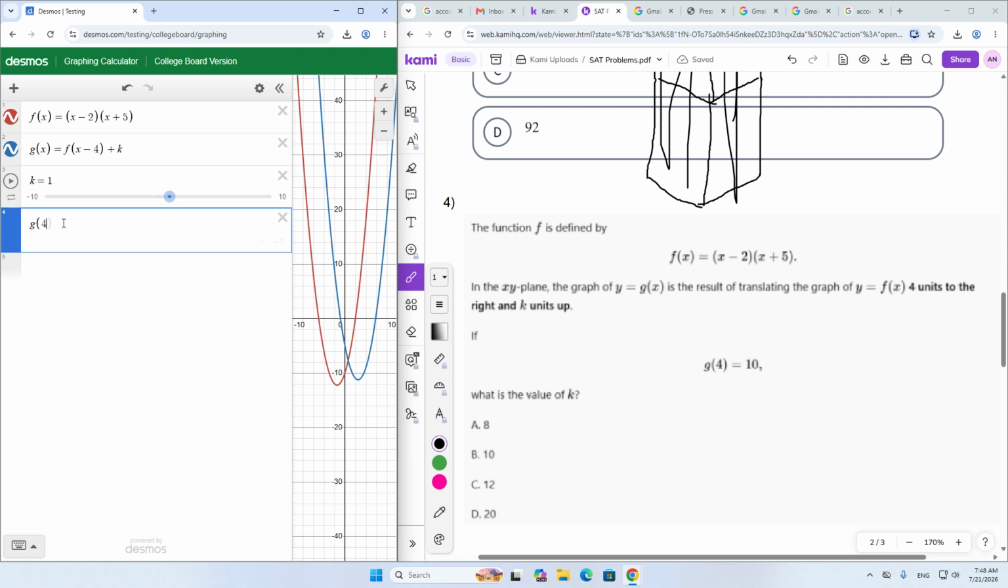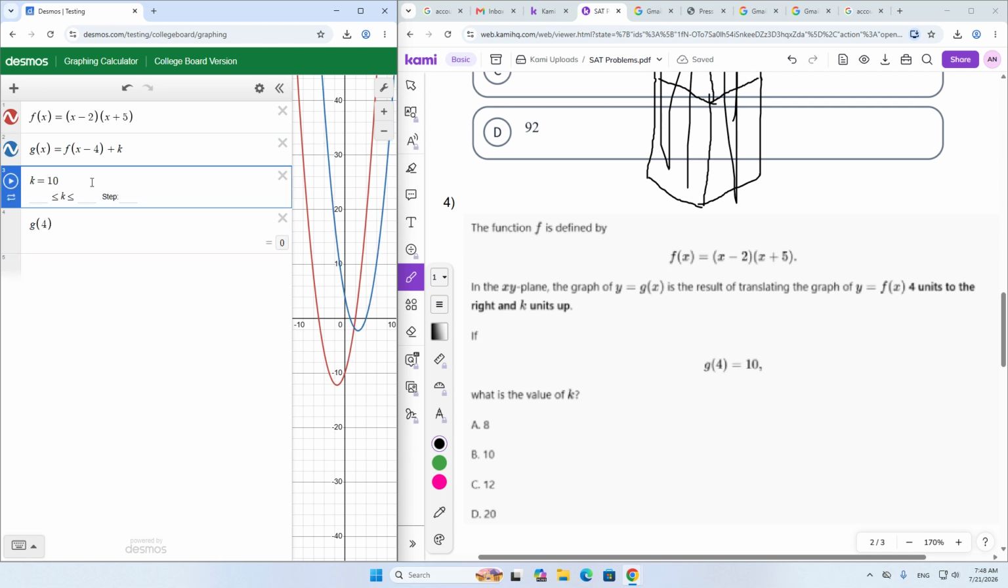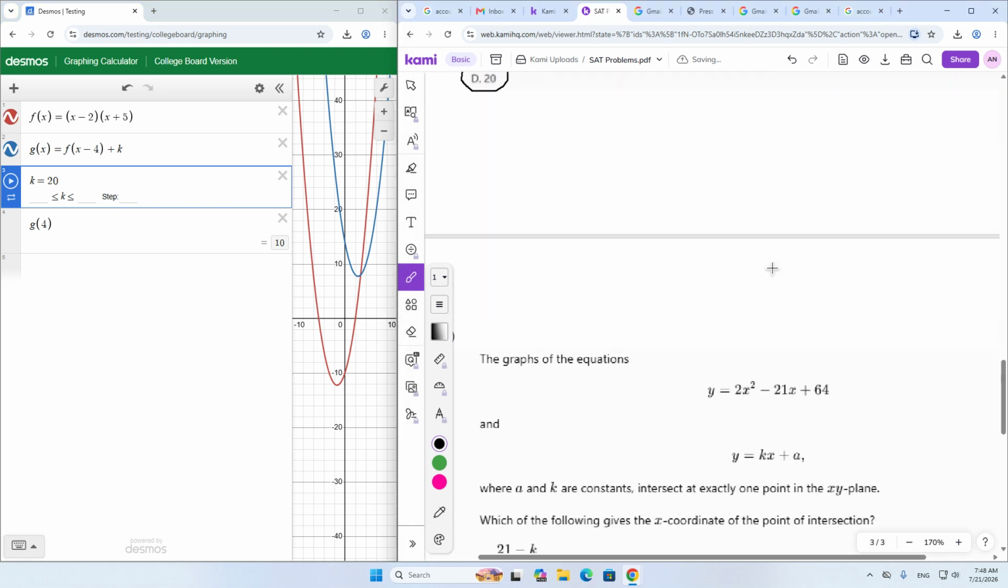So I want g of 4. I want to keep on doing it until I get a 10. So keep on going. You could use the choices, obviously. Now we should use the choices, right? So, I mean, there you go. We're done. So 20. All right. Again, you can easily do that algebraically as well.